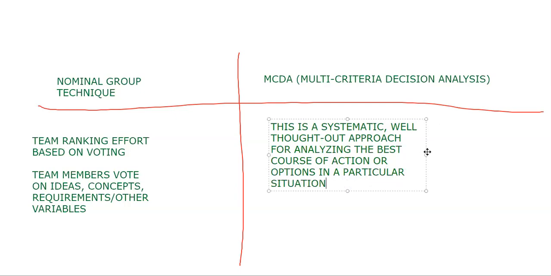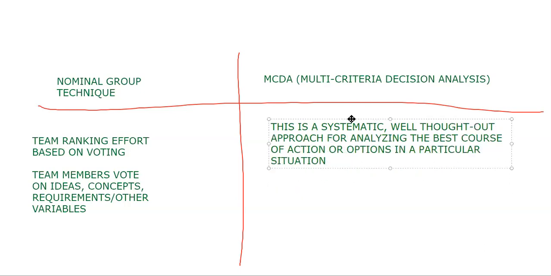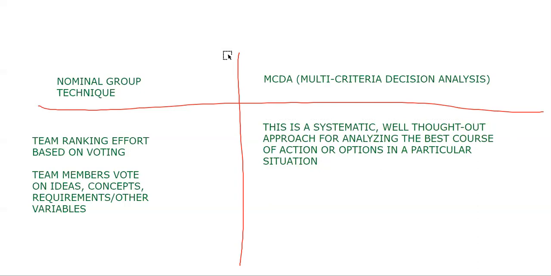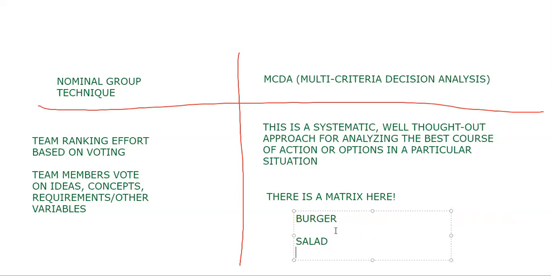Now, a nominal group technique does not have a matrix. You got to remember there's a matrix involved here. Okay? You got to remember there's a matrix here. And you're using the matrix to provide a systematic way of analyzing criteria. Let me give you a very scrappy illustration. So let's say you are at a fast food joint and you have a burger, you got salad as an option, and then you got milkshake.